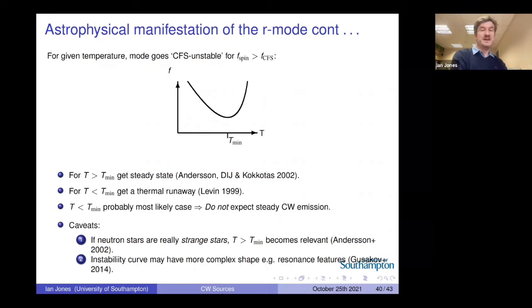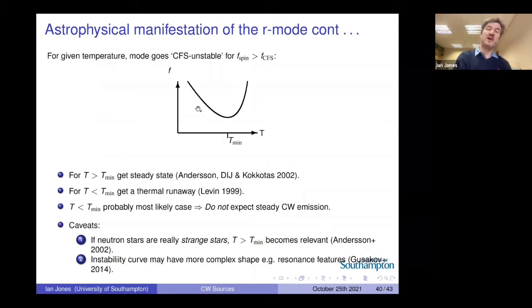This in itself is a simplification, though, and people have gradually put more and more physics into this and got more and more complicated curves, and they're not all simple U-shaped things like this. And they could have some complicated spikes in them to do with resonances. So the people in the St. Petersburg group have thought about that.